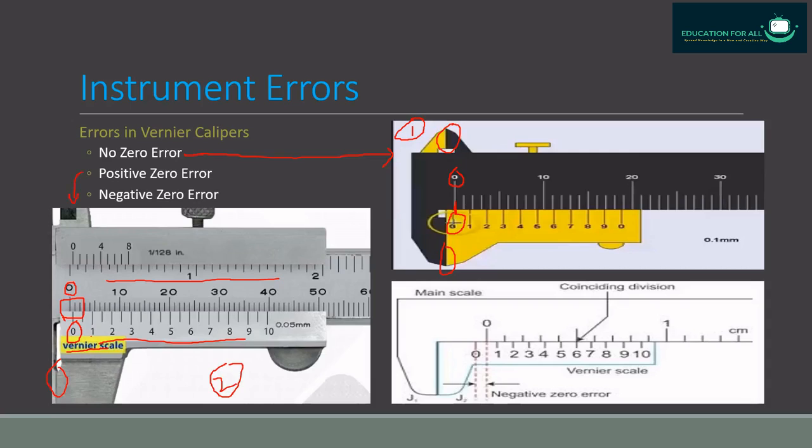And if by joining the jaws, this one is the vernier scale and this one is the main scale. As you know, after joining the jaws, the zero of the vernier scale is on the left side of the main scale zero. Then this will be a negative zero error.